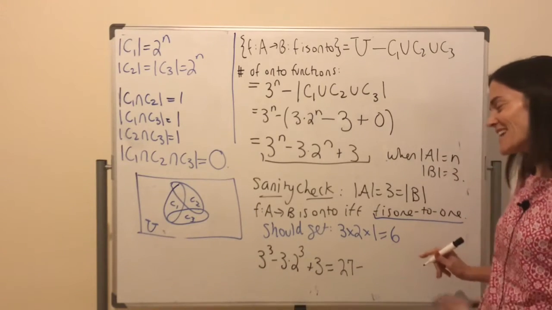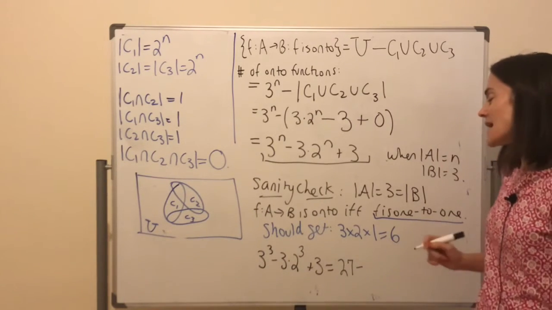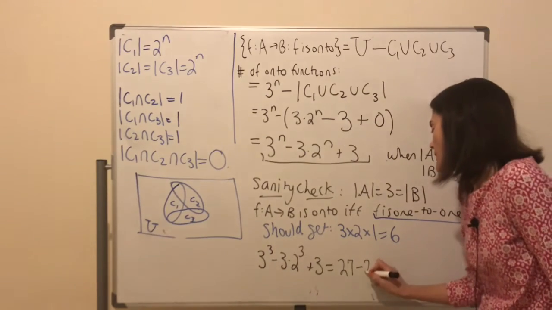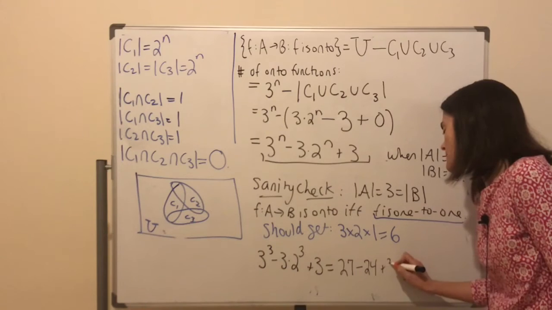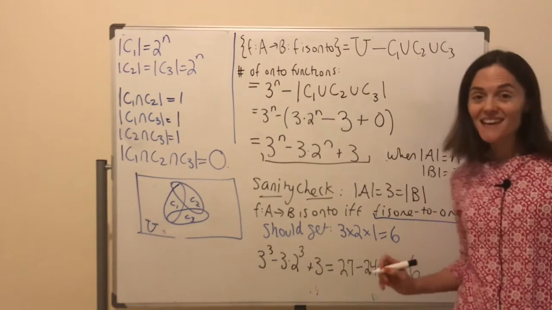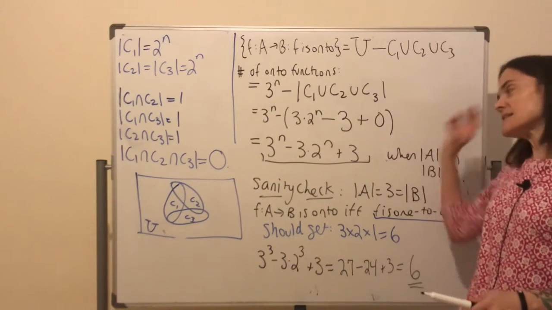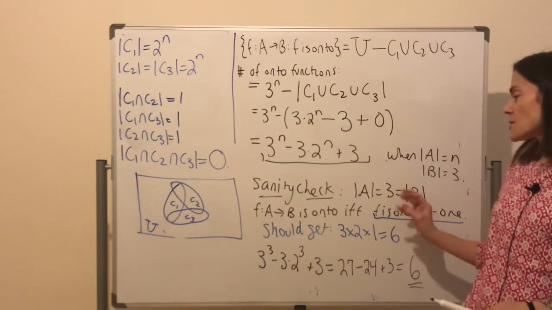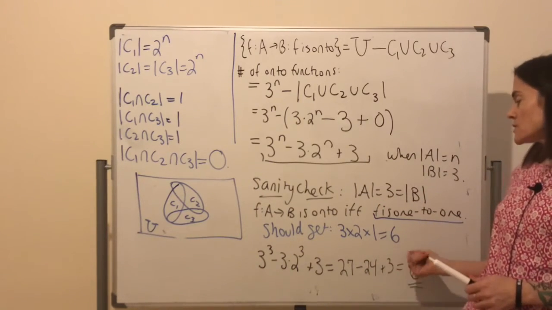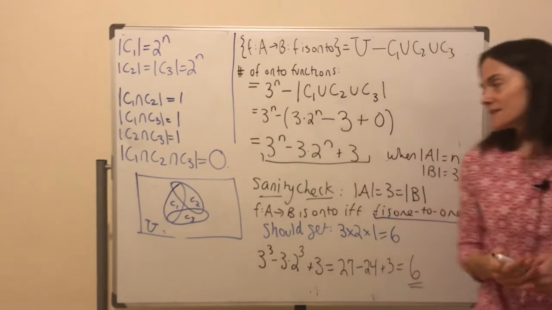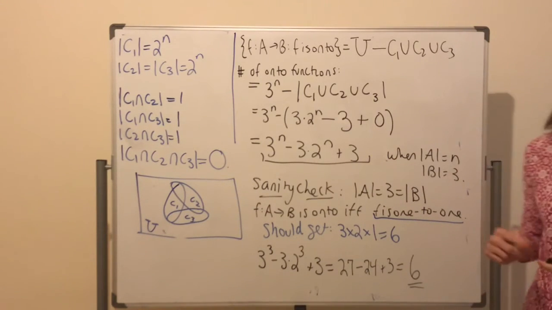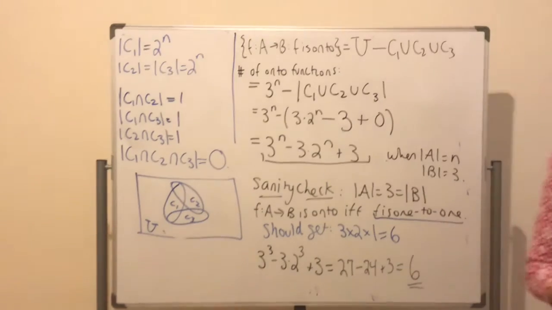I knew it didn't look right at the beginning. 27 minus, okay, now it looks better. 3 times 8 is 24, and then plus 3. And you see here we do in fact get 6. Okay, so this makes sense in terms of something that we know. When A and B both have cardinality 3, we do get the same number as if you just counted the 1 to 1 functions.